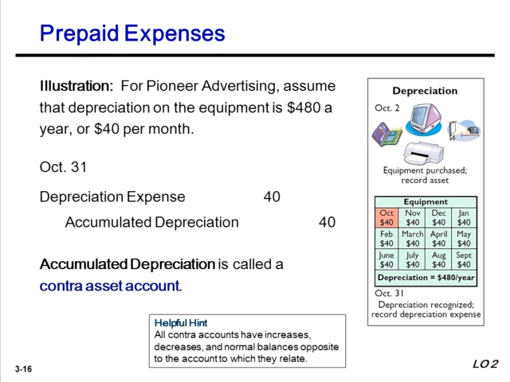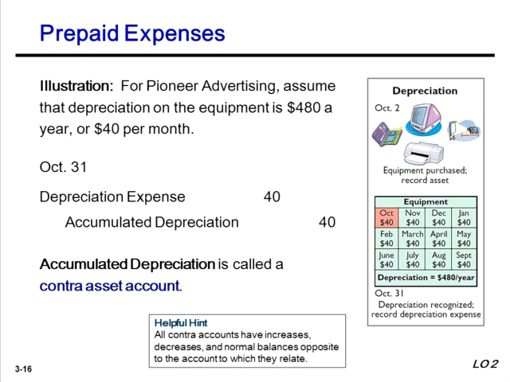And here is an illustration of a journal entry, an adjusting entry for depreciation. So quite quickly, for Pioneer Advertising, the depreciation on equipment is $40 a month. So they're debiting depreciation expense and crediting accumulated depreciation for $40. Depreciation expense would be reflected on the income statement, and accumulated depreciation is a contra asset account.